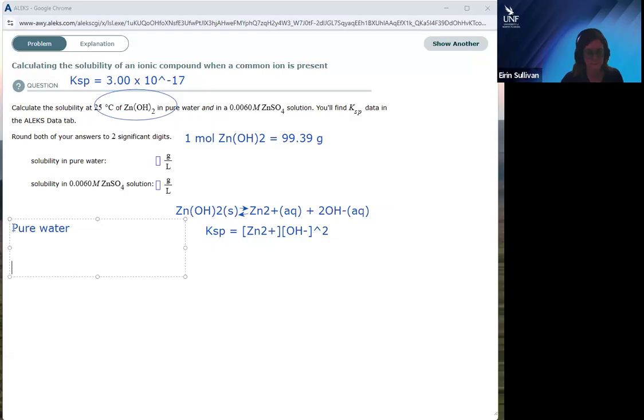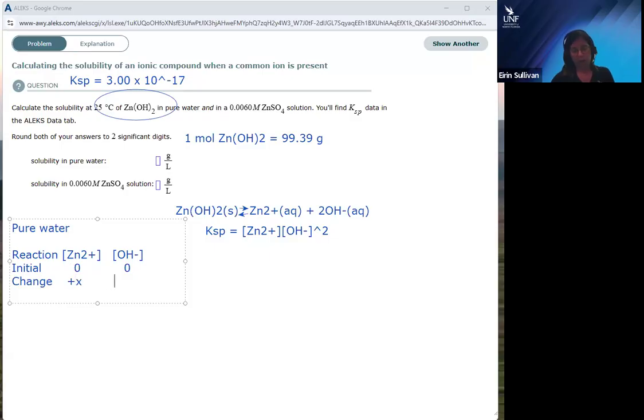We can do an ICE table. So I'm monitoring the concentration of zinc 2 plus and the concentration of hydroxide. We don't have any common ions, so my initial concentration of zinc 2 plus is 0 and hydroxide is 0. The change then, for every 1 mole of zinc hydroxide that is dissolved, is going to yield plus x moles of zinc ions and plus 2x moles of hydroxide ions, because there's 2 hydroxides per zinc hydroxide. So at equilibrium, in terms of x, that's going to be x and 2x.